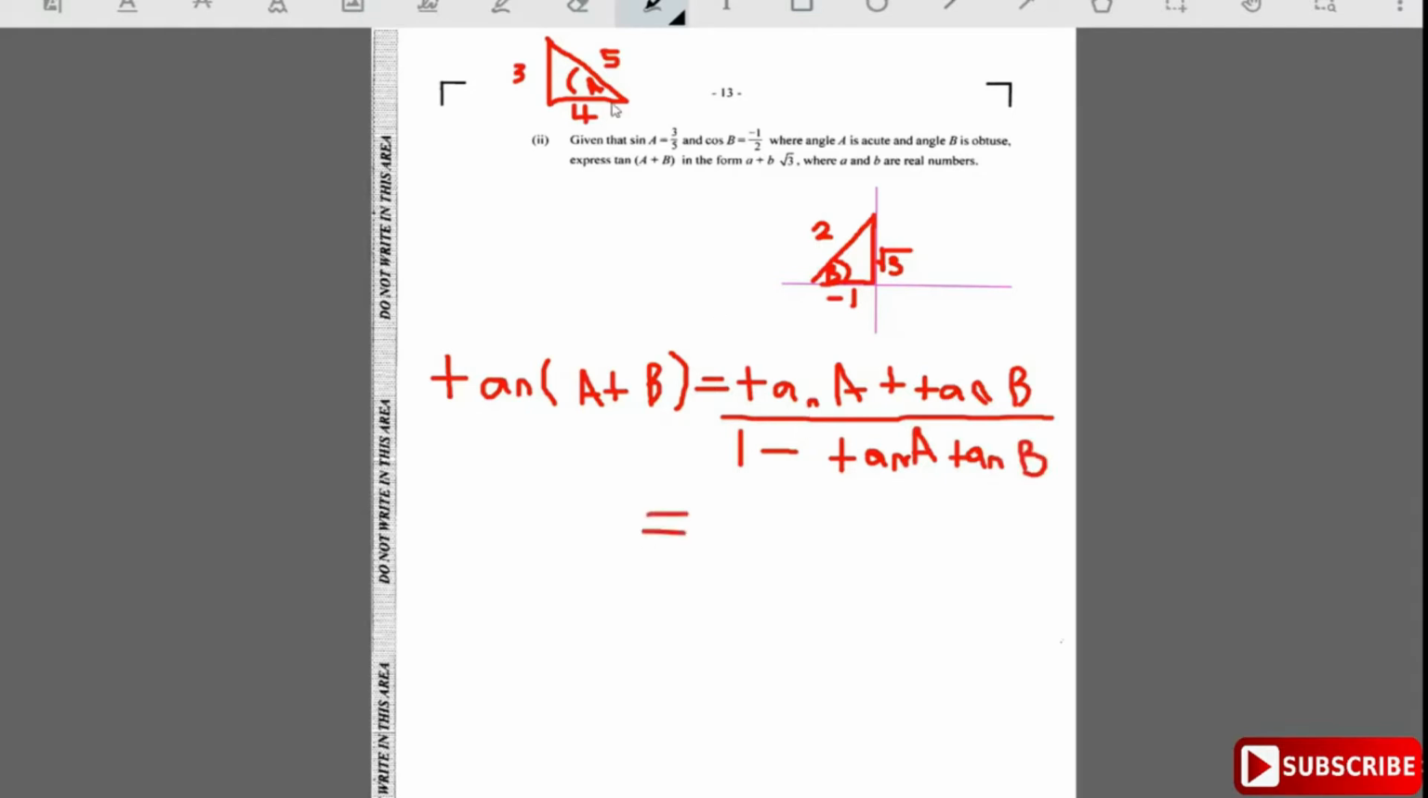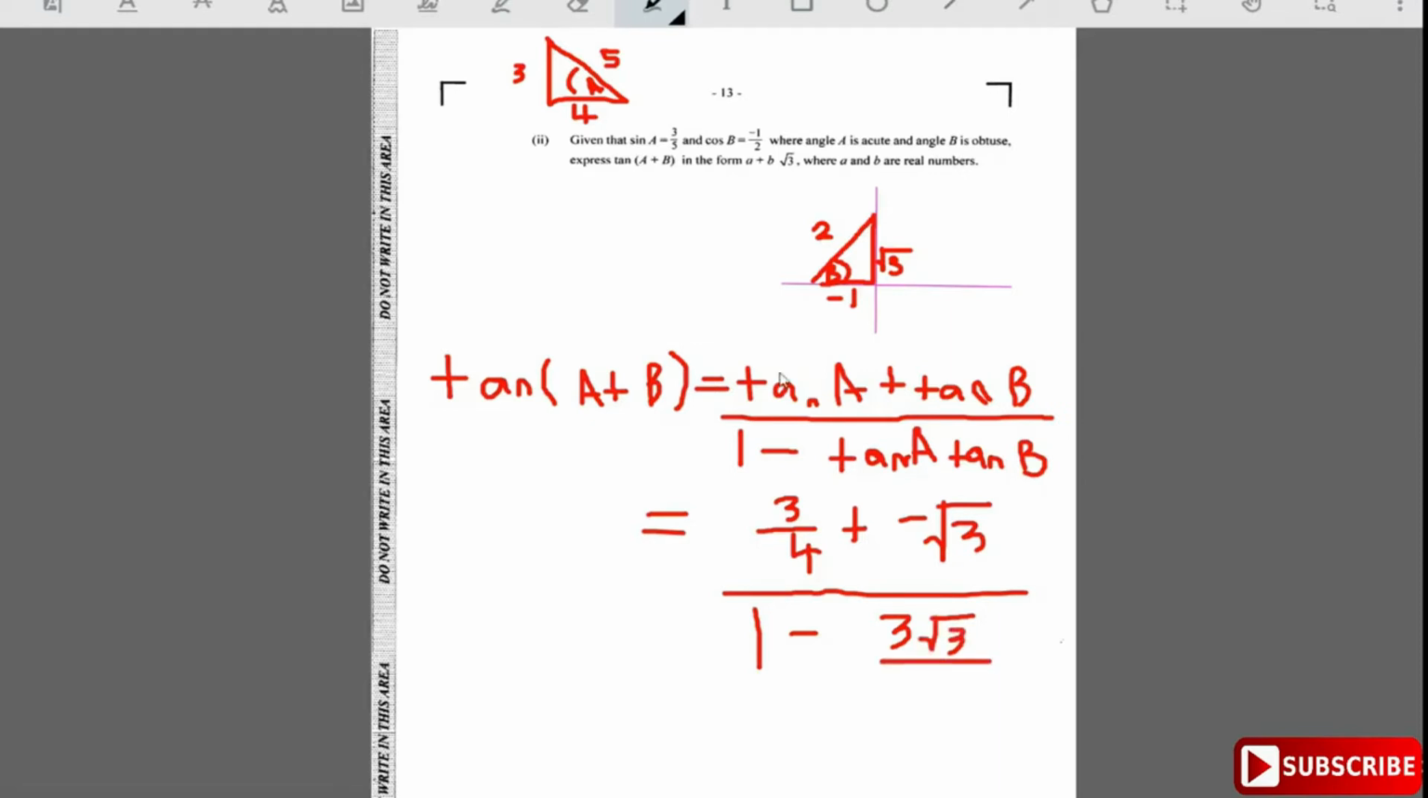Tan A, looking in this triangle, tan A is opposite over adjacent. So tan A is 3 over 4 plus tan B. Tan B is opposite, root 3, over adjacent, so it's plus minus root 3, over 1 minus tan A times tan B, which is 1 minus 3 over 4 times minus root 3.